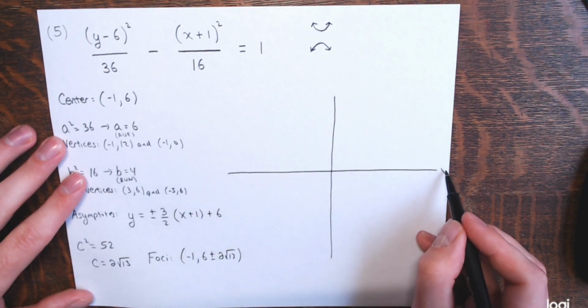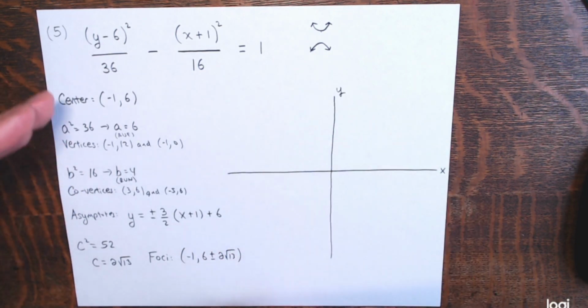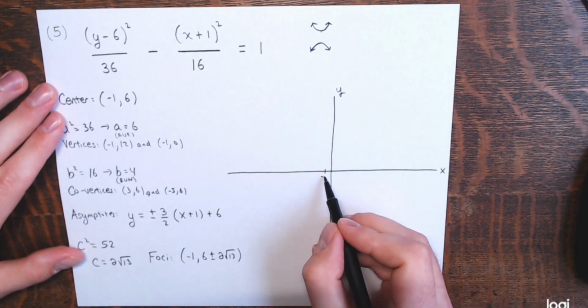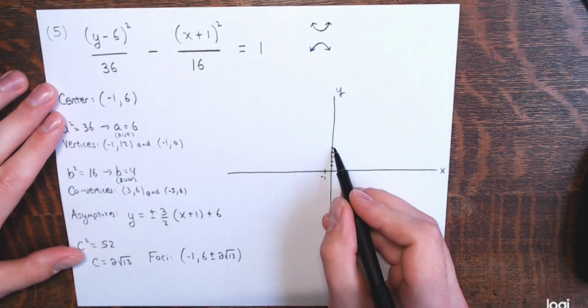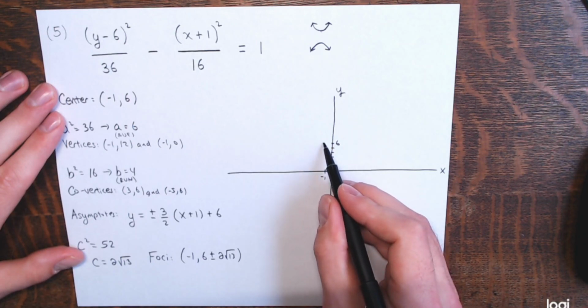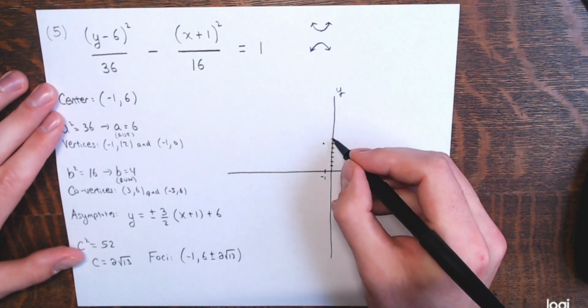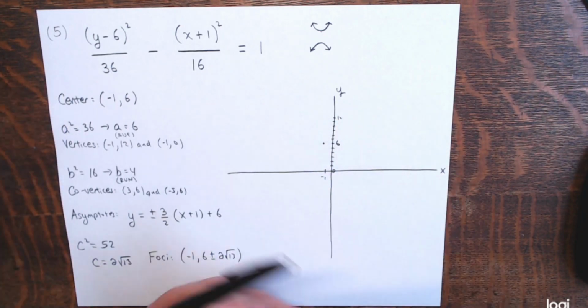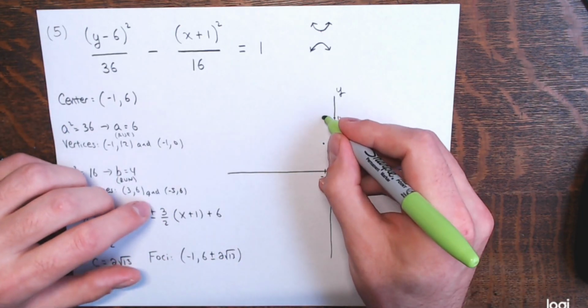Right, so you should be able to identify this without actually graphing things. Hopefully with enough practice it becomes easier. So negative 1, 6 for the center, negative 1, 12 and negative 1, 0 for the vertices, right? These are actually on the hyperbola.